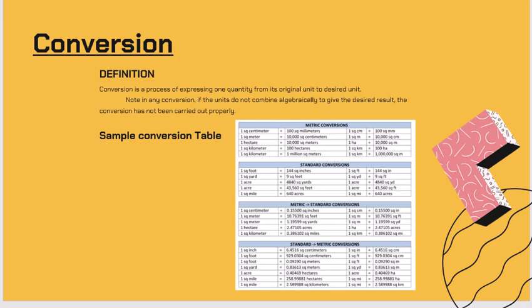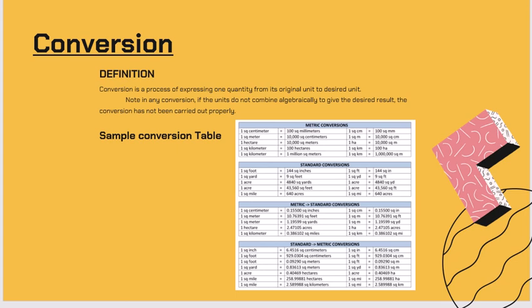Okay, so let's have the conversion. Conversion is the process of expressing one quantity from its original unit to the desired unit. Note, in any conversion, if the units do not combine algebraically to give the desired result, the conversion has not been carried out properly. So make sure that you follow the conversion table or its sequence.